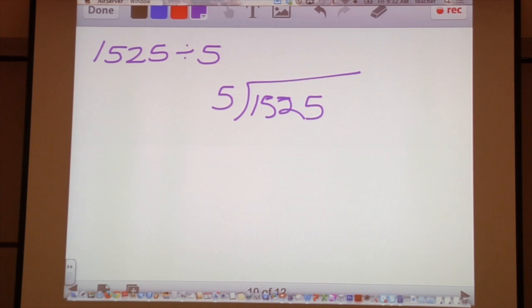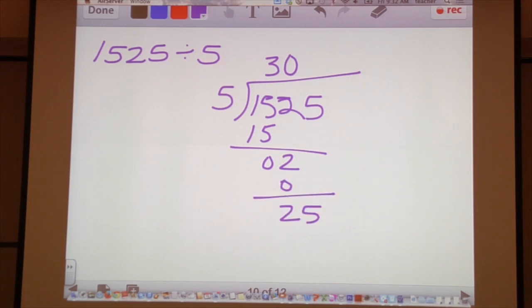1,525 into 5 equal groups. I have 15 hundreds, and I'm breaking those into 5 groups. 15 hundreds broken into 5 groups gives me how many hundreds in each group, right? That's my 3. How many hundreds have I used? Well, I've used all 15 hundreds. And now I have 2 10s to work with. But I have 2 10s, and I'm breaking that into 5 groups. That's not going to work. I don't have any 10s to use.